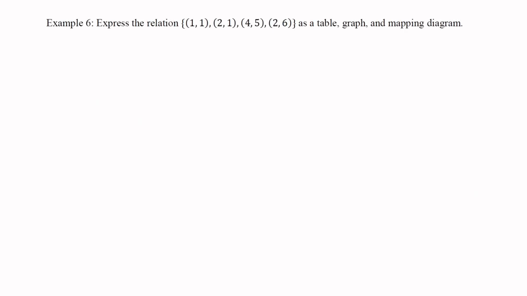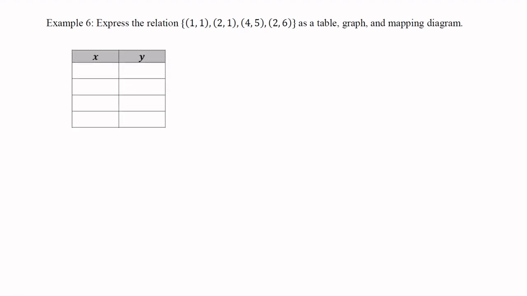In this example, let's express the relation shown by this set of ordered pairs, (1, 1), (2, 1), (4, 5), and (2, 6), as a table, graph, and mapping diagram. So for a table, we simply take each x value and write the y value that goes with it.